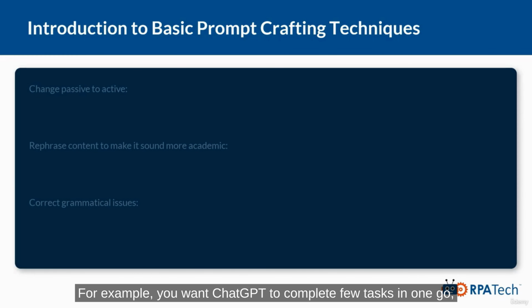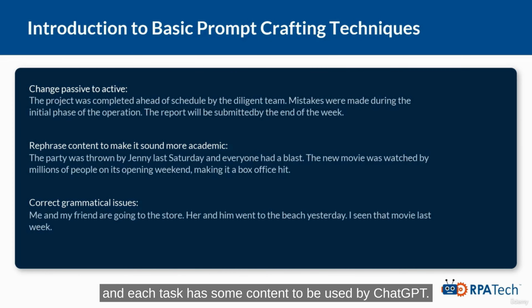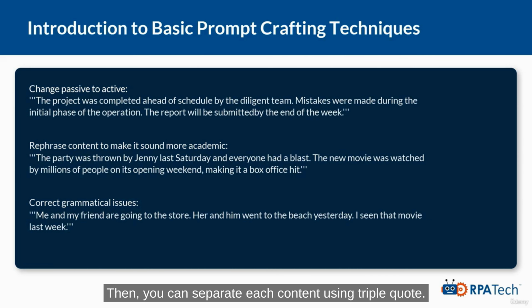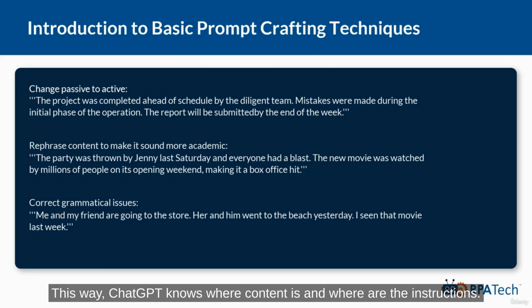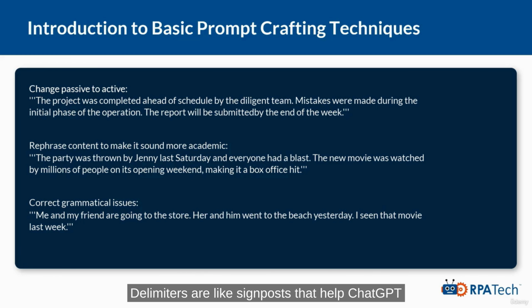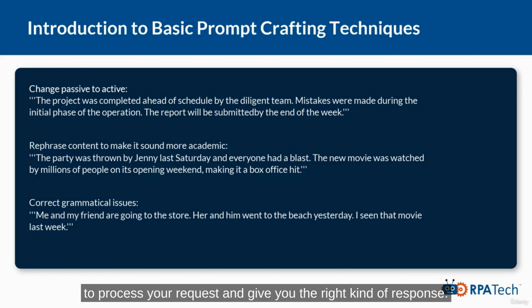For example, you want ChatGPT to complete a few tasks in one go, and each task has some content to be used by ChatGPT. Then you can separate each content using triple quotes. This way, ChatGPT knows where the content is and where the instructions are. Delimiters are like signposts that help ChatGPT understand the different parts of your input. They make it easier for ChatGPT to process your request and give you the right kind of response.